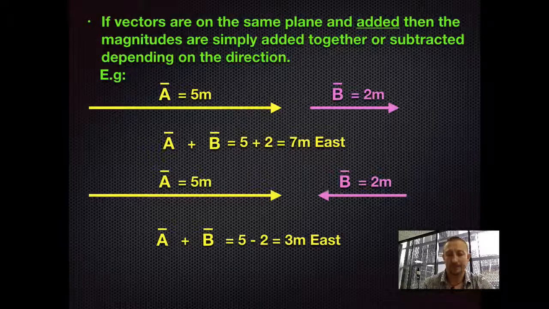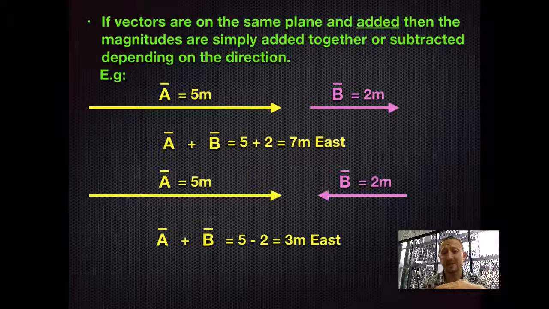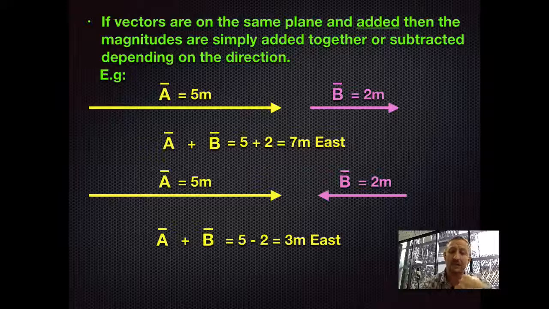east of home. So just to recap, if I do vector A and then do vector B, I go 5 meters east and then I come back on myself 2 meters west. Where do I end up? The answer is 3 meters east from home. I hope that makes sense.